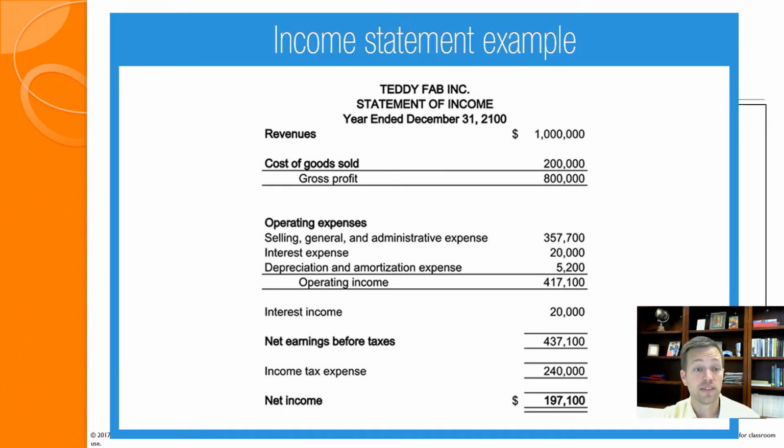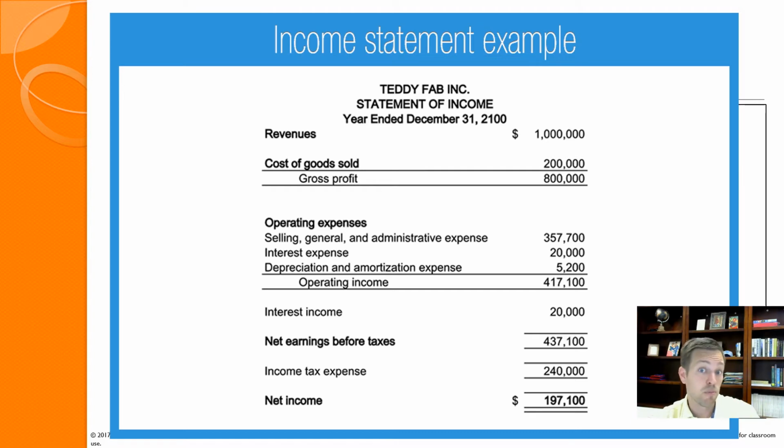And this is just an example of an income statement. This is the Teddy Fab Inc. statement of income for the year ending December 31st, 2100. So we're looking at the future. Cost of goods sold is $200,000, so we subtract that from our revenue.